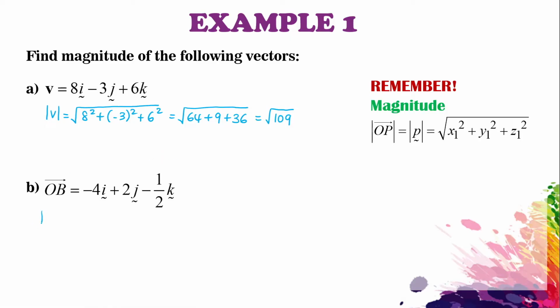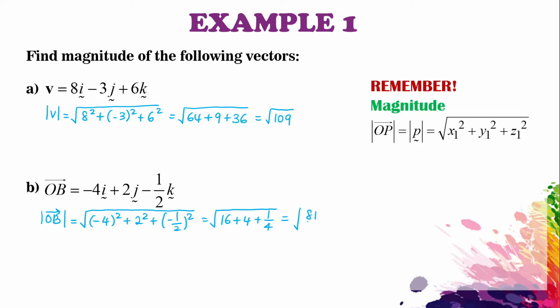Okay, so part B, to find the magnitude of OB, we have modulus of OB equal to the square root of negative 4 squared plus 2 squared plus negative half squared. So simplify inside the square root, we're going to have 16 plus 4 plus 1 over 4. So totaling up those values, we're going to have the square root of 81 over 4. So the square root of 81 over 4, we will get 9 over 2. So we can move to the next part, which is unit vector.